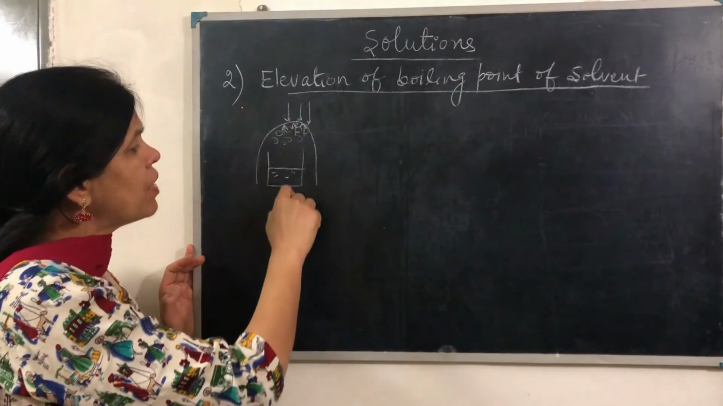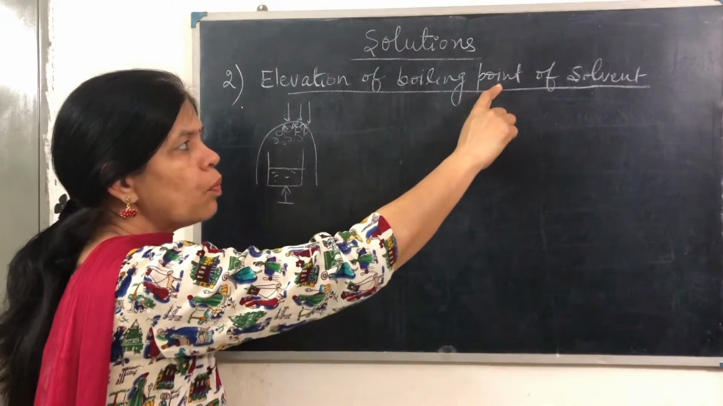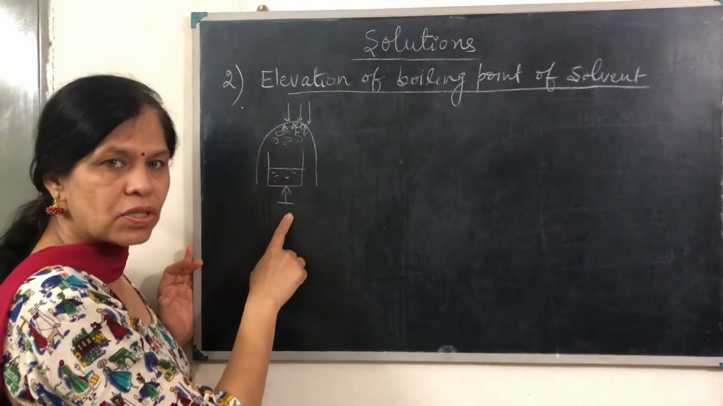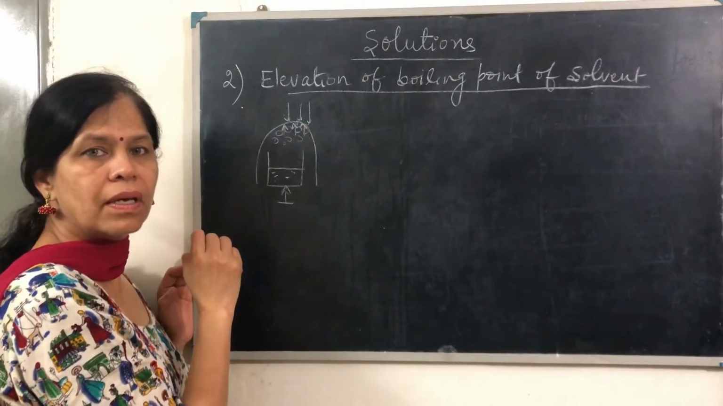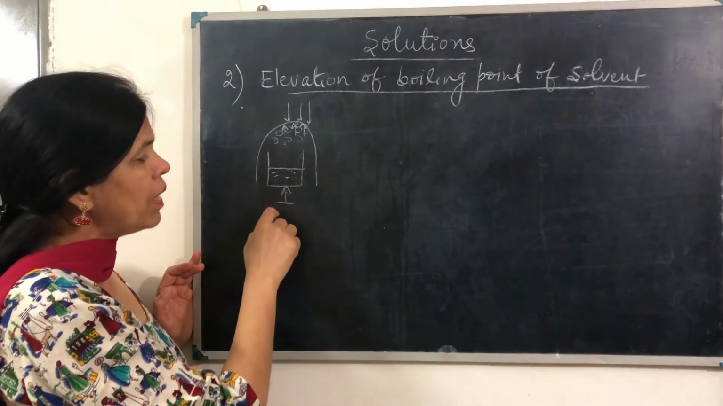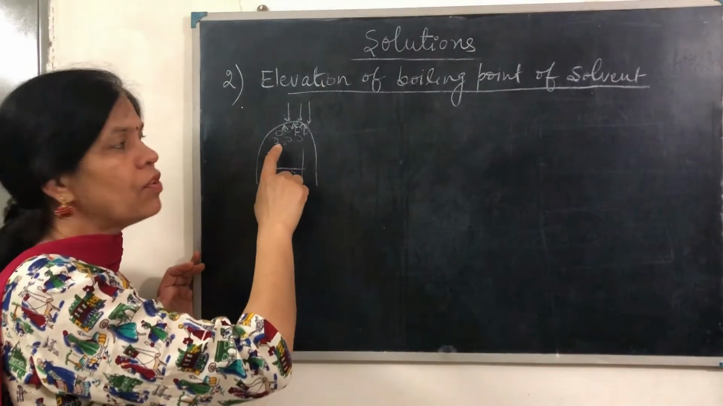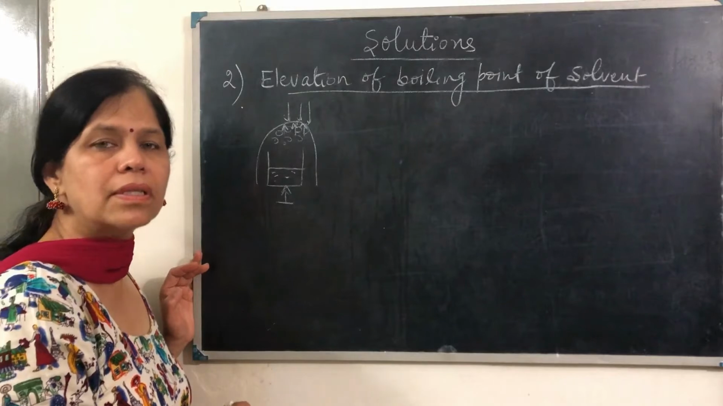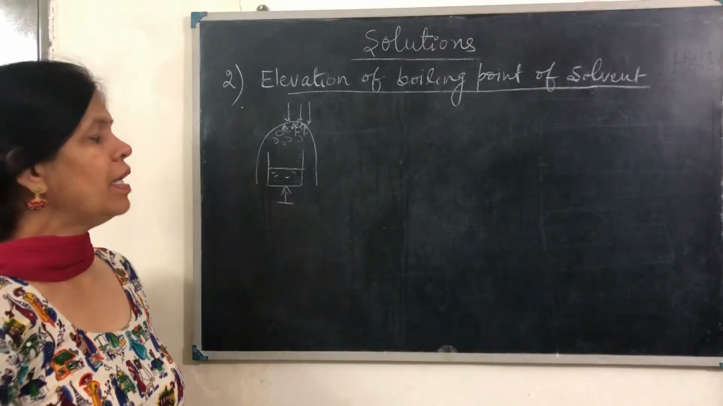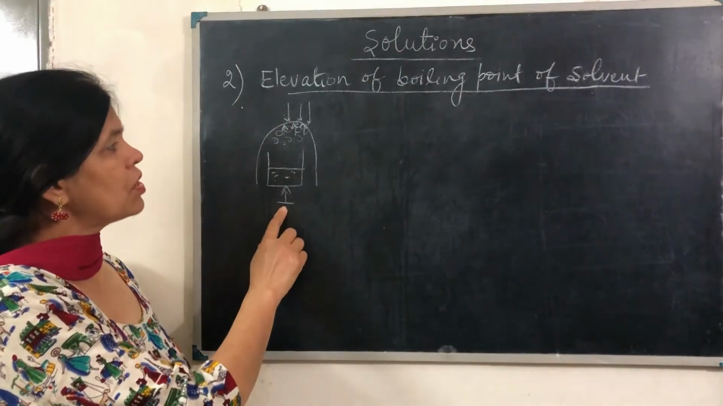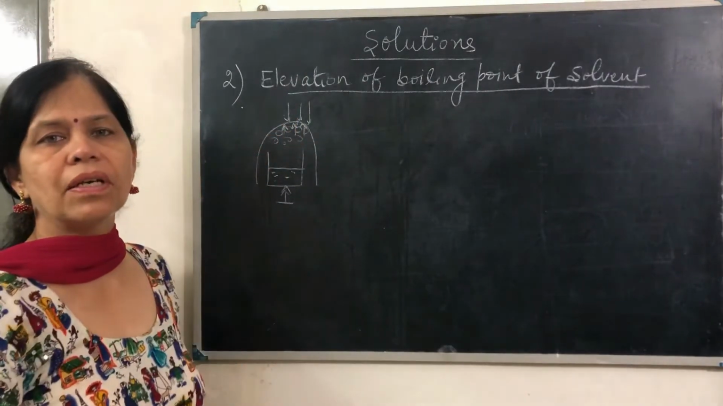What is the relation of this pressure with the boiling point? So this is the temperature. How will you define boiling point? The temperature at which vapor pressure becomes equal to atmospheric pressure. That temperature is responsible for creating sufficient vapor pressure which becomes equal to atmospheric pressure, and the liquid starts boiling. So boiling point is the temperature at which vapor pressure of the solvent becomes equal to the atmospheric pressure.